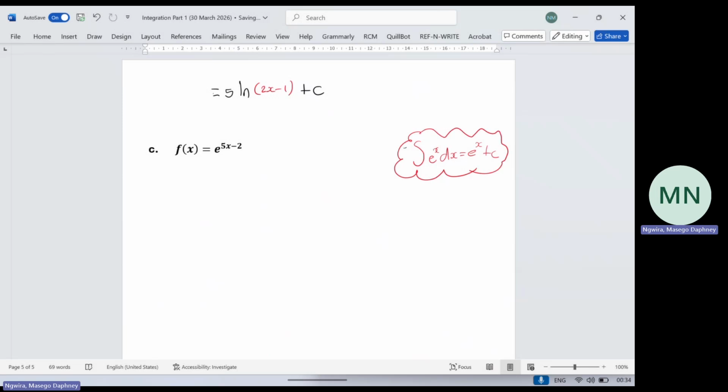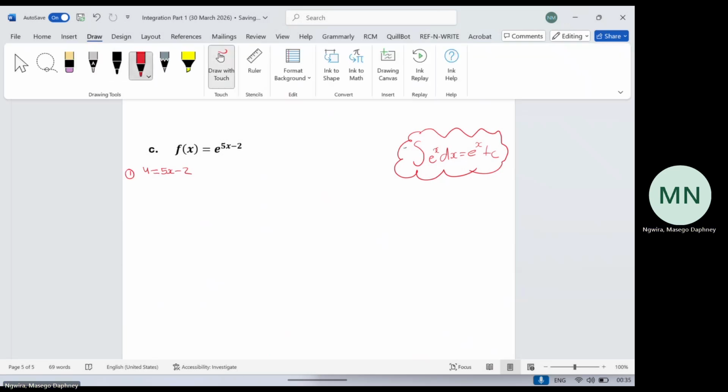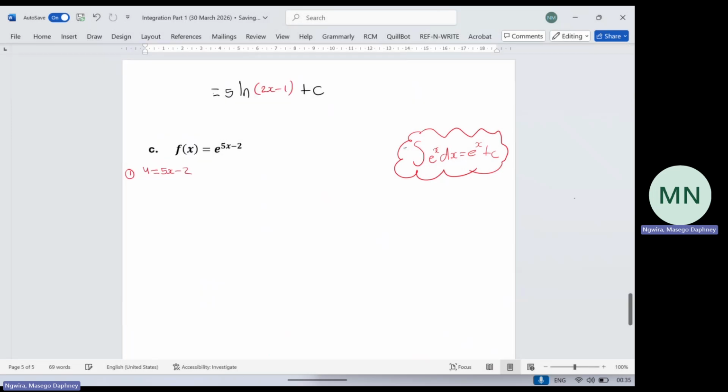So let's see. Here I am going to start with u. Obviously 5x minus 2 is your u. Remember chain rule, composite function. So u will be 5x minus 2. That's step number 1. Step number 2, you differentiate. The derivative of u with respect to x is going to be 5, because this one gives me 0. By now you should know. So this will be 5.